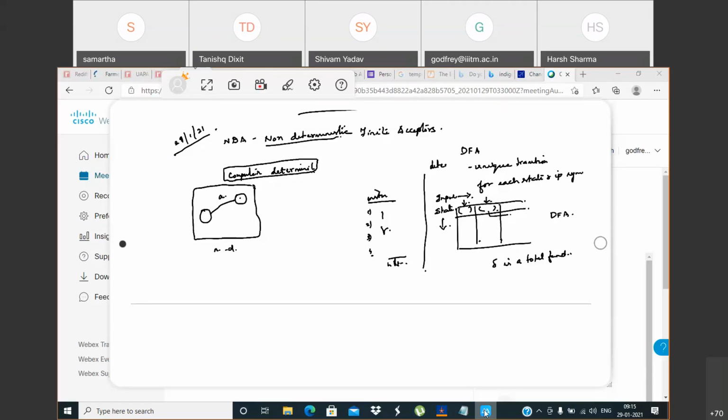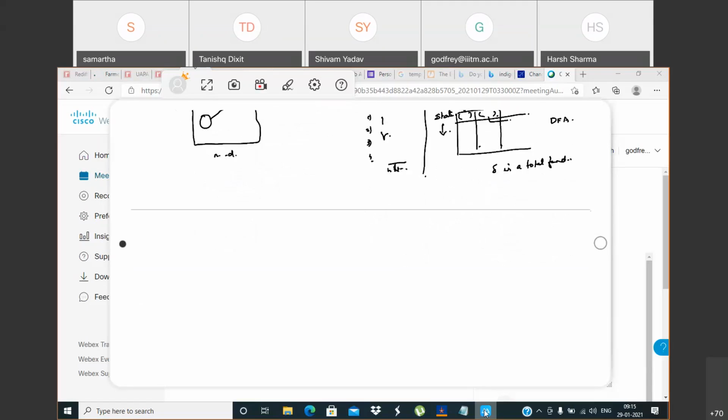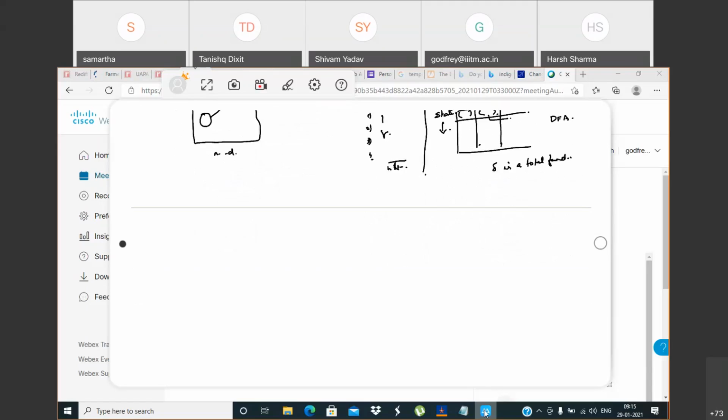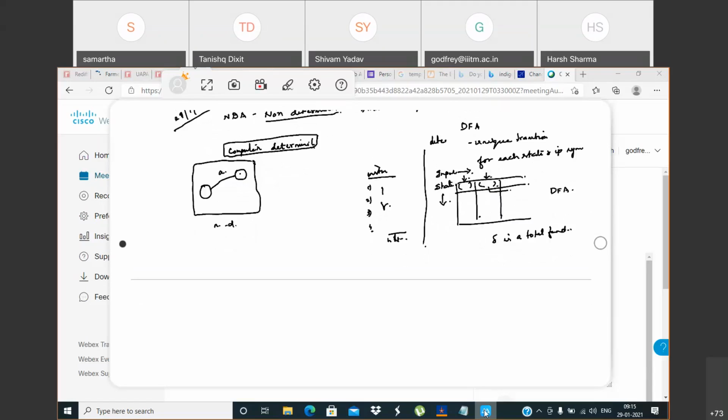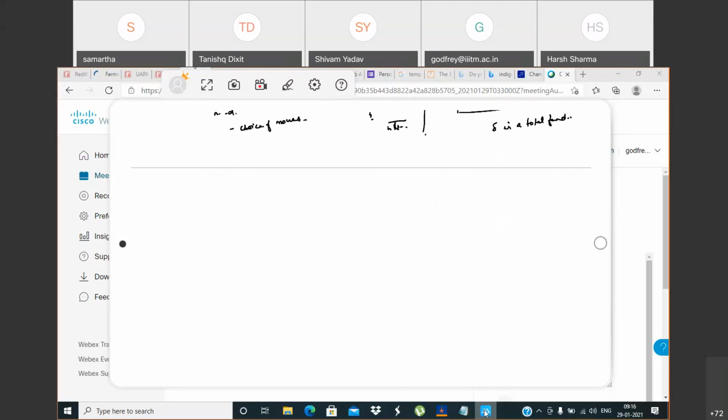Now, how do you define a non-deterministic acceptor? Basically, when we say non-determinism, it means that there is a choice of moves for an automaton. The automaton can make a choice rather than having only a unique move for every state. You allow a set of moves. So that means there is going to be a change in the transition function.